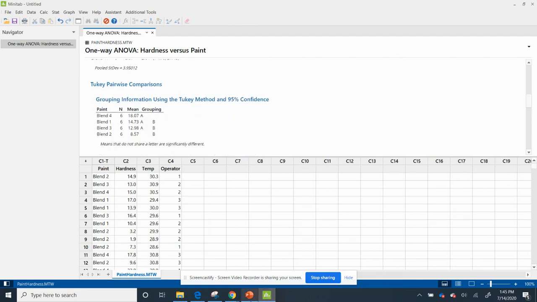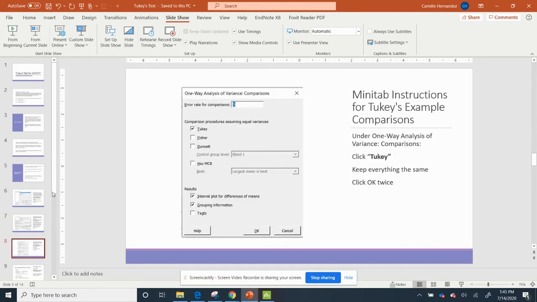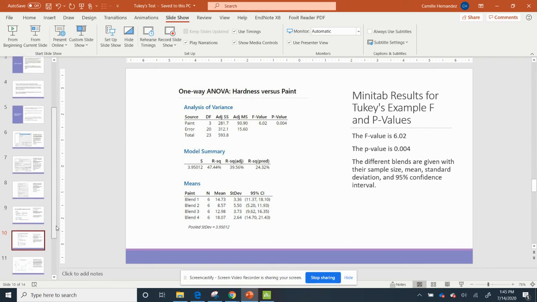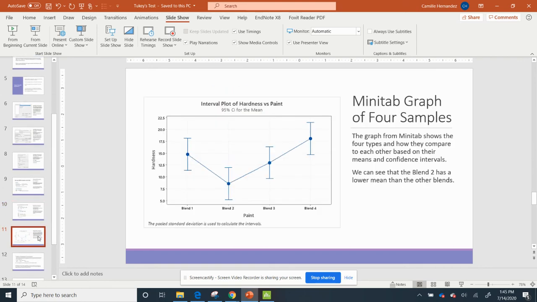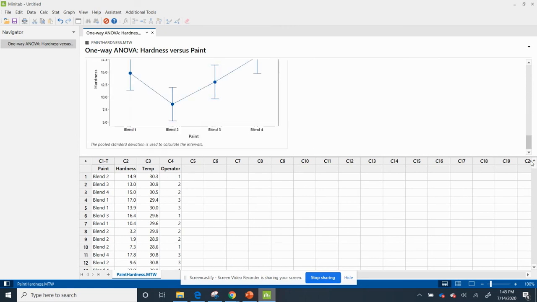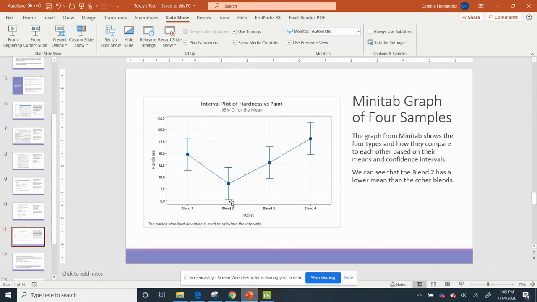All right, so let me flip back here. I have all the directions here, so it should be pretty easy. And then, okay, so I've got everything. Now the comparisons of the means together is at the bottom. If I look at it, I can see something's going on with blend 2 and potentially blend 4, but I know with blend 2, there's something different.